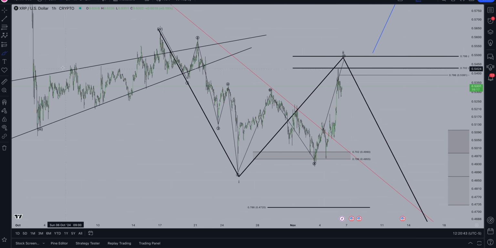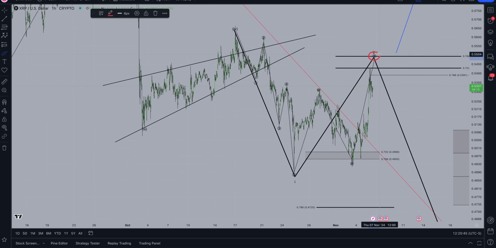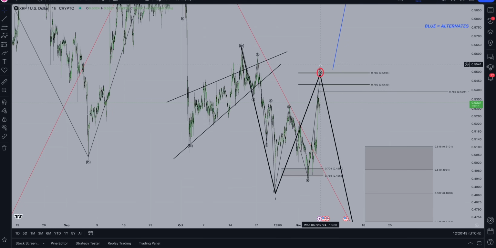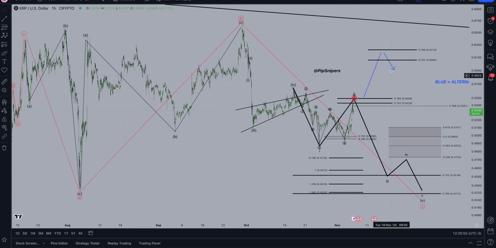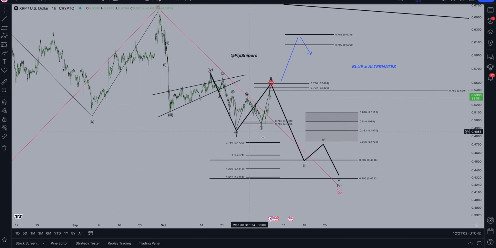So 0.5494 is where you'd want to be looking out for short opportunities. But if the price gets above that level on the 4-hour time frame, then it's likely we'll come up towards the higher retracements, likely sitting around 60 to 62 cent before we see the turn down from there. But ultimately, I do expect this level to get hit, sitting at 0.45 to 0.43.